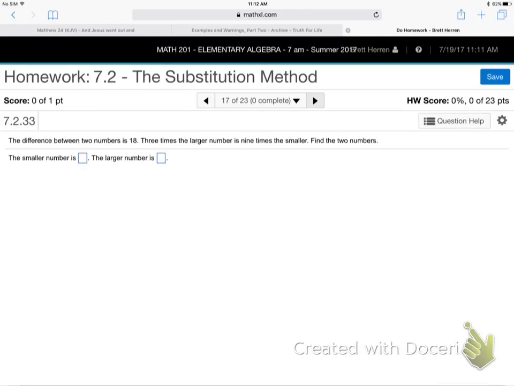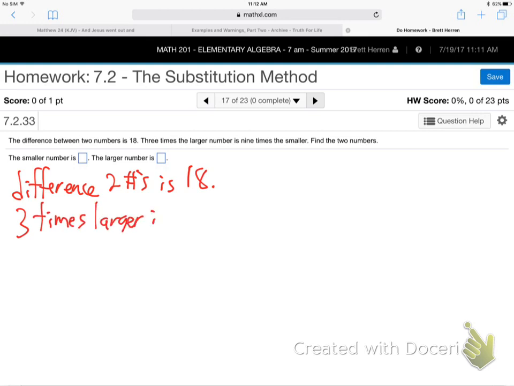All right, let's do it. The difference between two numbers is 18. So let me write that out. Difference of two numbers is 18. 3 times the larger is 9 times the smaller. Want to try it from there?